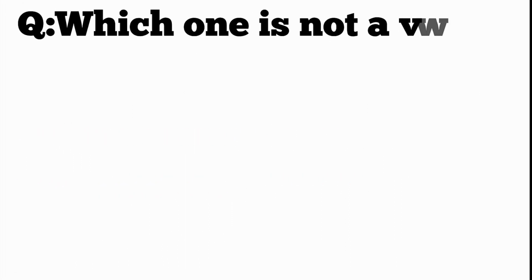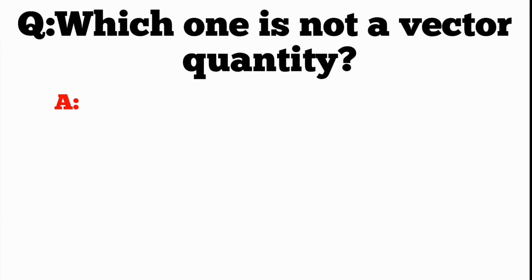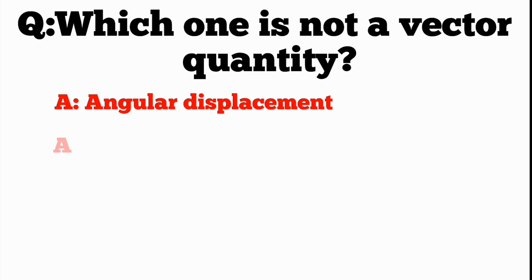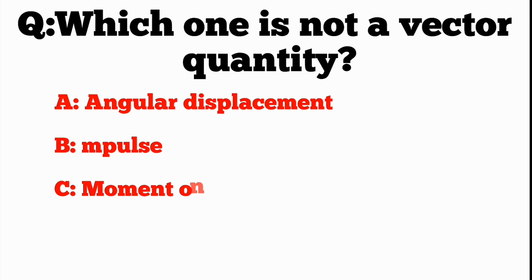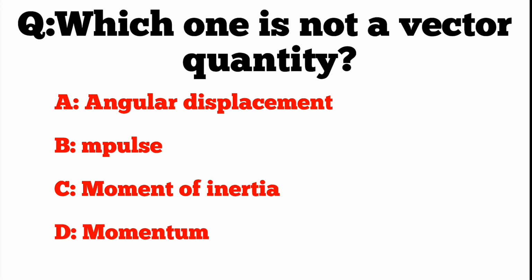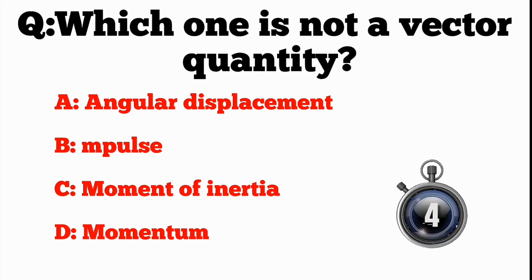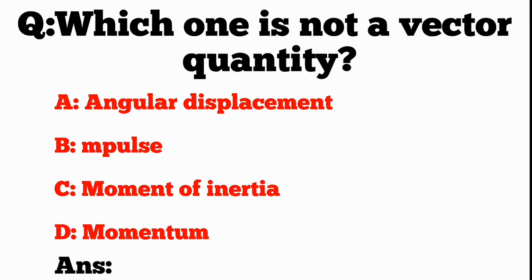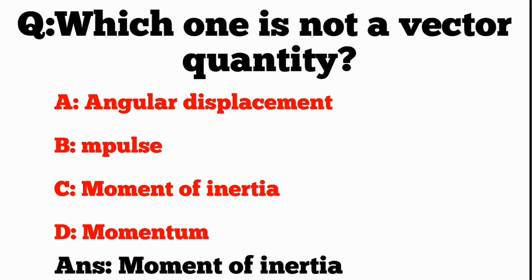Q. Which one is not a vector quantity? A. Angular displacement, B. Impulse, C. Moment of inertia, D. Momentum. Ans. Moment of inertia.